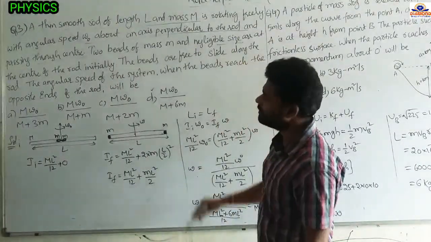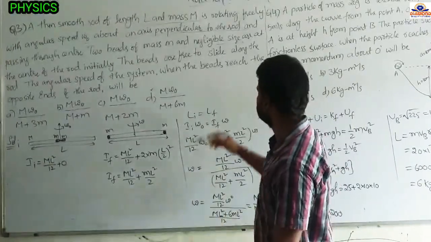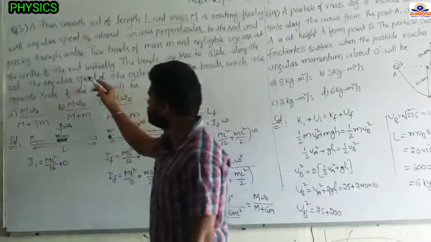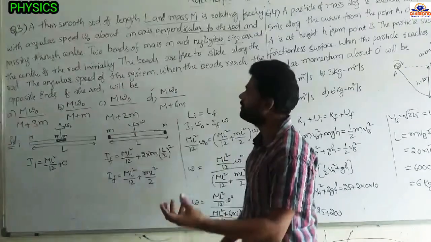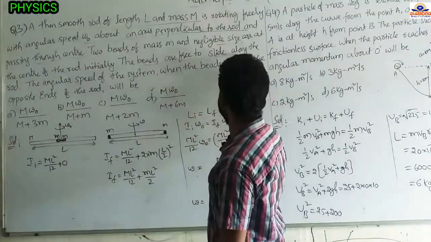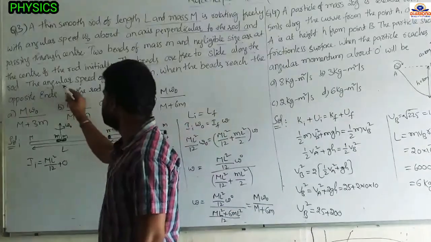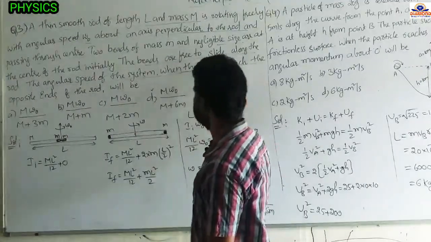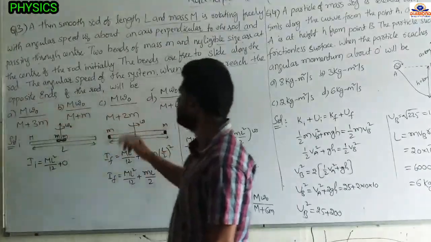Negligible size means point masses are at the center of the rod initially. Initially, these point beads are at the center of the rod. The beads are free to slide along the rod. The angular speed of the system when the beads reach the opposite ends of the rod will be?